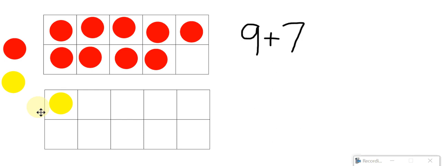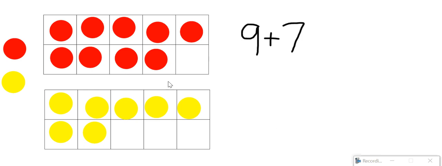1, 2, 3, 4, 5, 6, 7. Now, how many dots do I have altogether? Now, before when we added 9 and we counted on one by one. And we could definitely do that here. But what's something that you're noticing about this 10 frame with the red dots? That's correct. It's almost full.